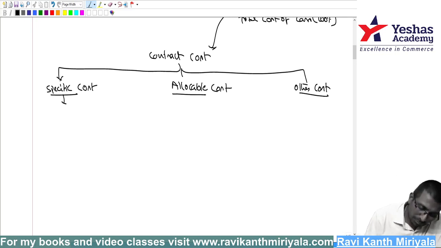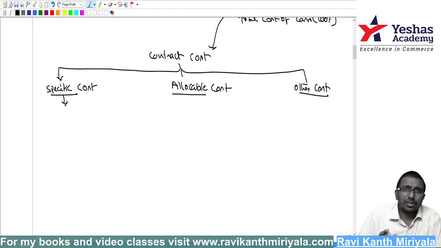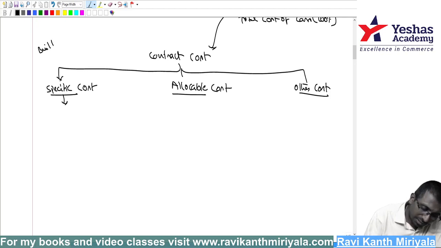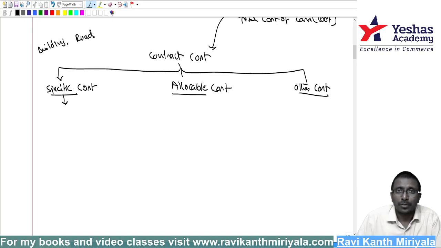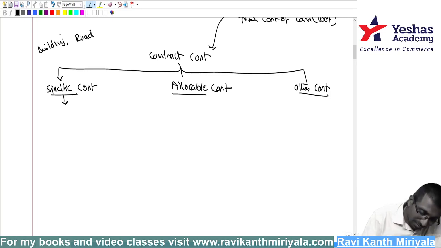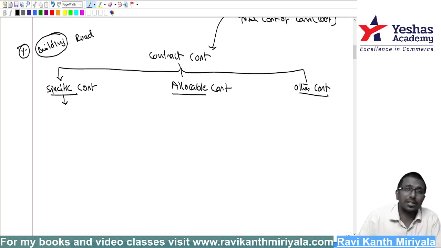Sir, what do you mean by specific cost? Specific cost means the cost which is specifically incurred for the project. Say I am a contractor constructing one building, and I am constructing a road also. Two projects are going simultaneously. I am supposed to find out the percentage of work done for the building separately, and for the road separately. I have to calculate that.